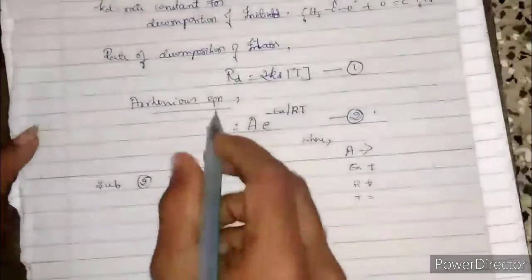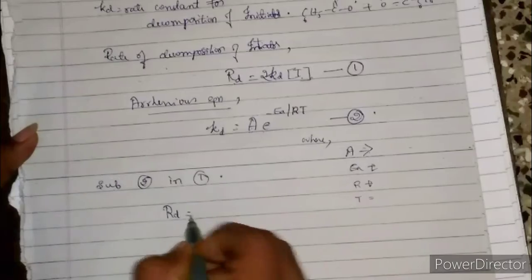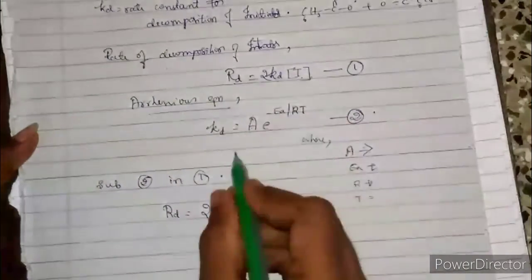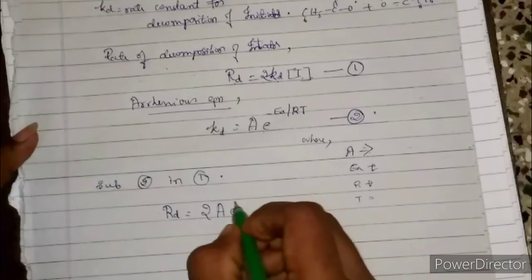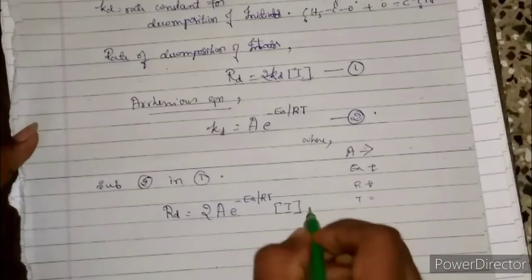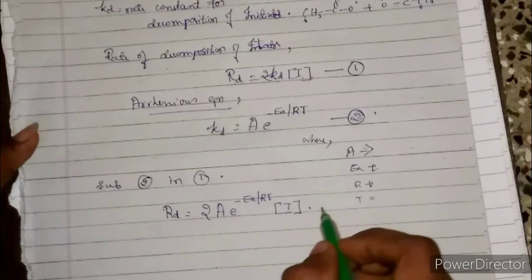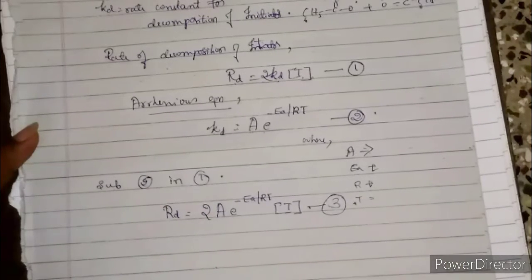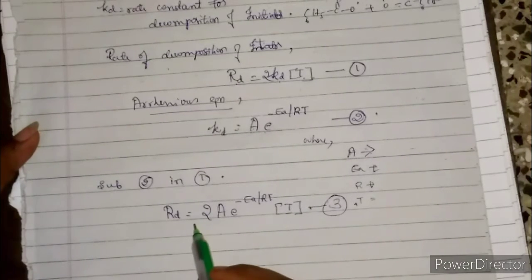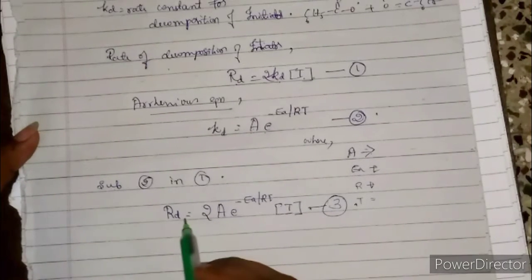Okay. So I get Rd is equal to what? 2. In the place of Kd I am writing A e power minus Ea by RT into concentration of I. Okay, this is the equation you get. So name this equation number 3. Okay. Now, what this equation states is that this is the rate of decomposition.